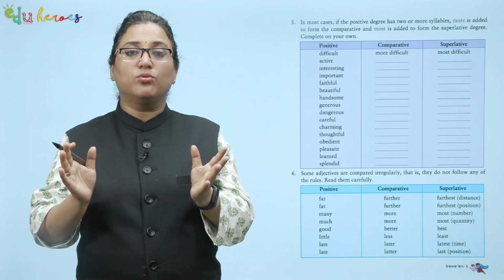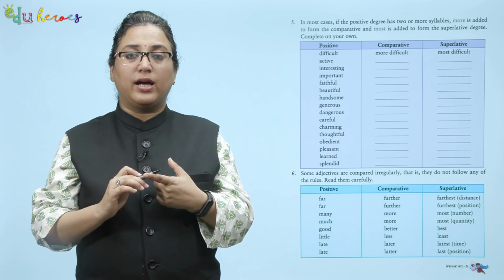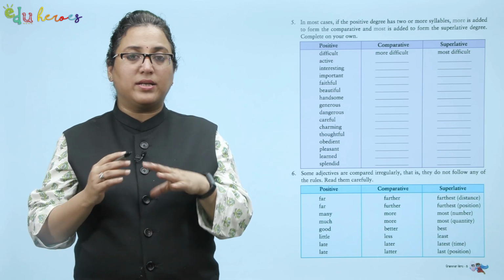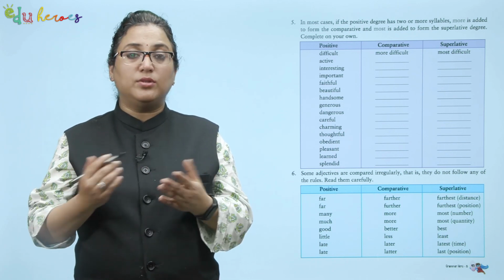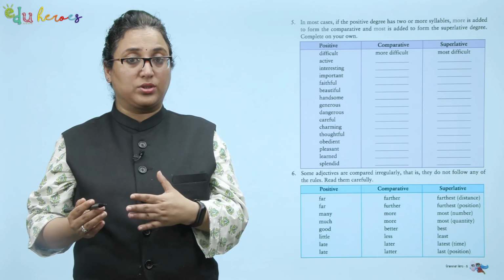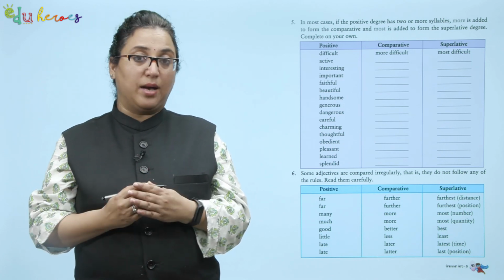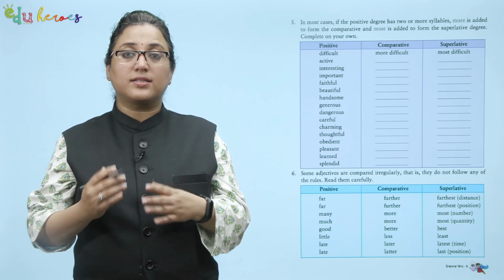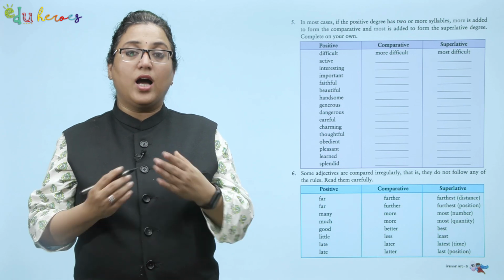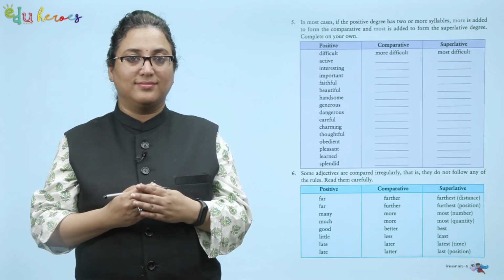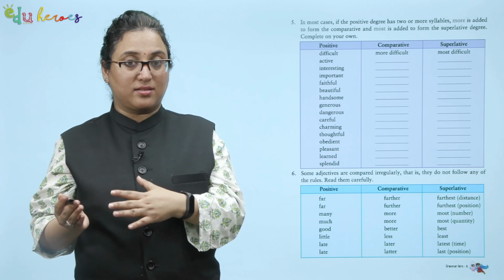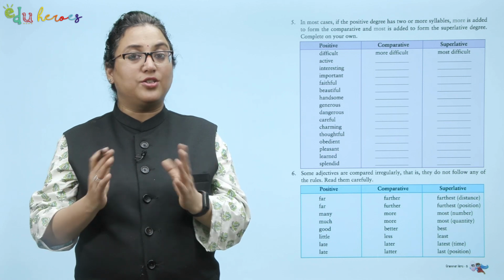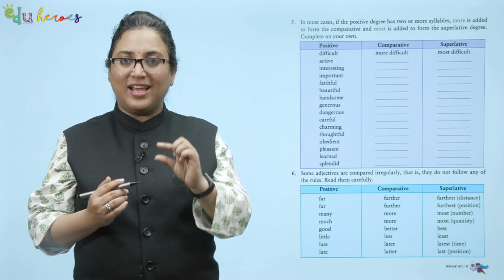Here, none of the rules are followed. We are not able to add ER or EST. We are not able to drop any Y because there is no Y here. We are not able to use more or most. So these are irregular examples. Much, more, most. Again, as in quantity. I have more chocolates than you. Good, better, best. Here there is no repetition, no similarity. All words are different. Little, less, least.